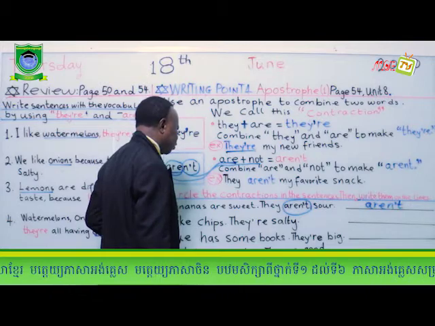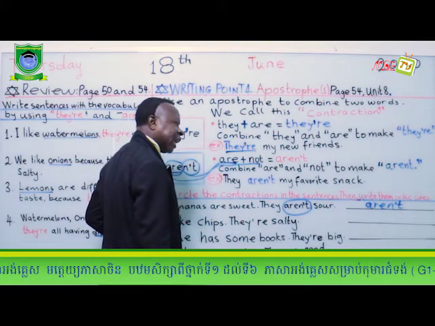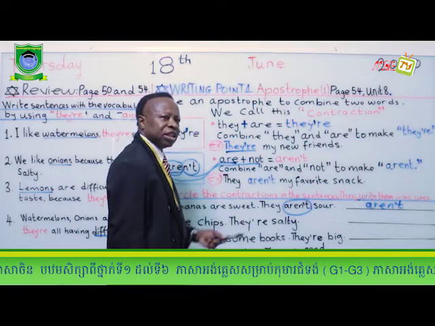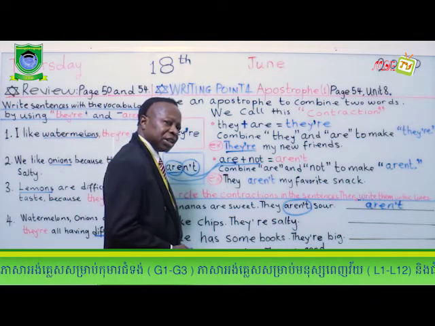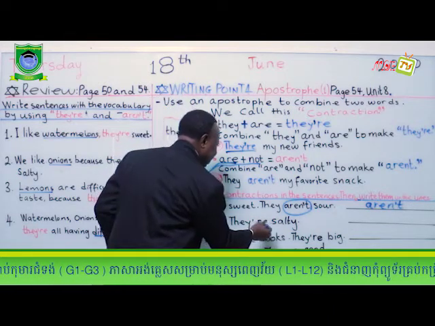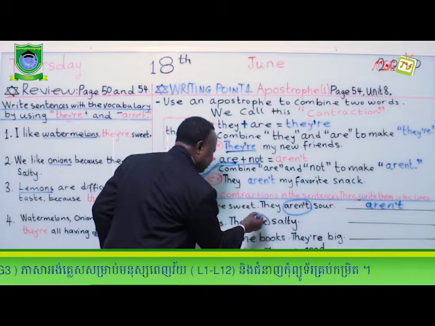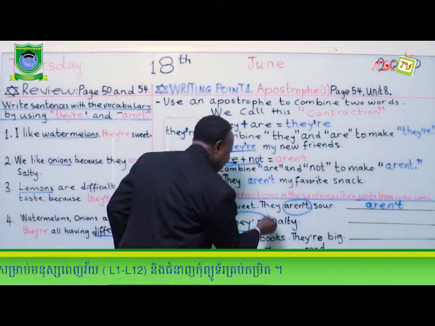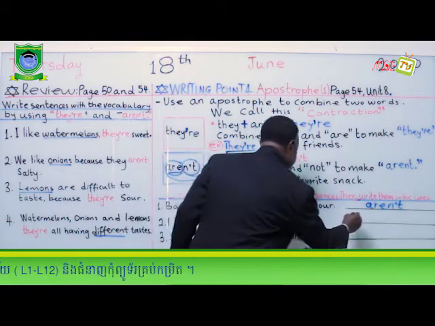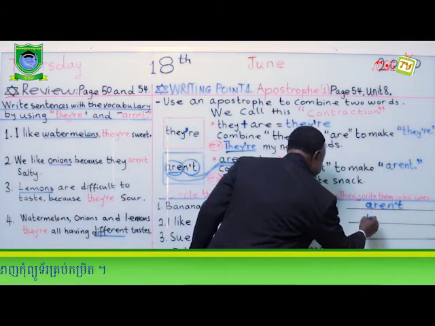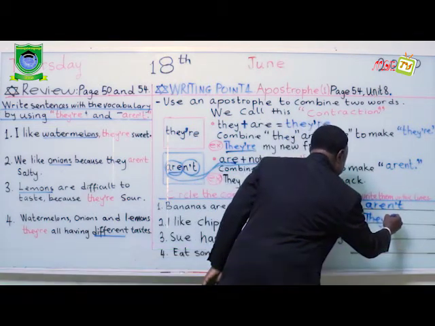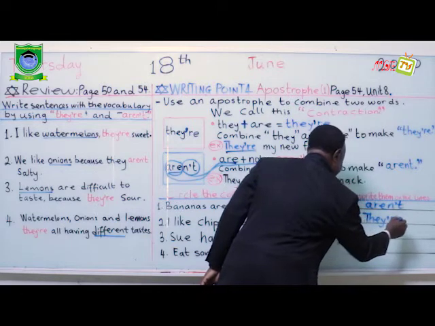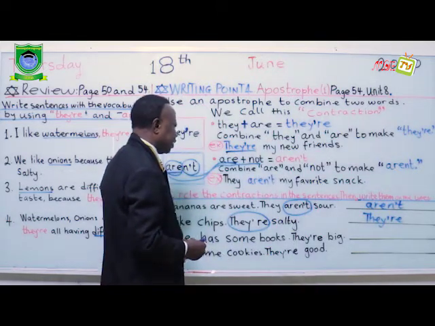Second sentence, where is the contraction in this sentence? Number two, I like chips. They are salty. I like chips. They are salty. So where is the contraction, class? So we circle the contraction, that is they are. This is the contraction, they are. So write the contraction here. Okay, so this is the contraction in this sentence.